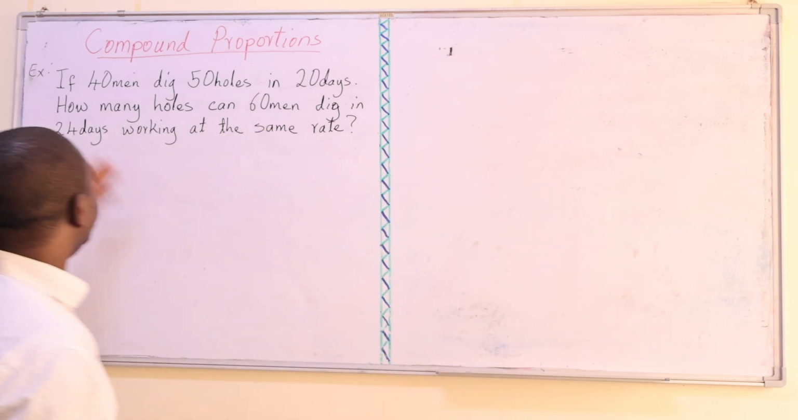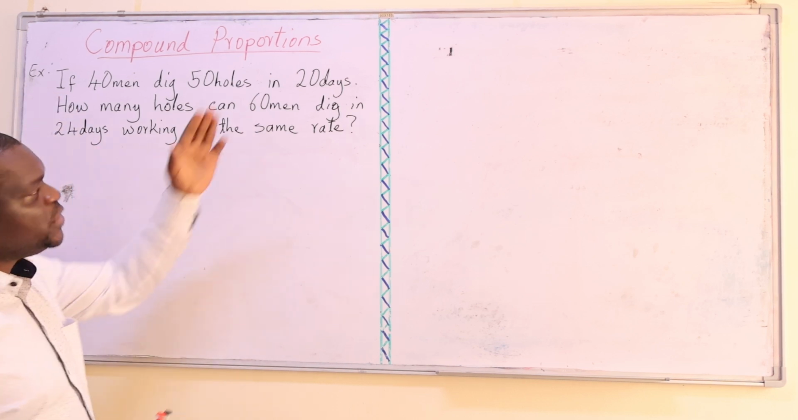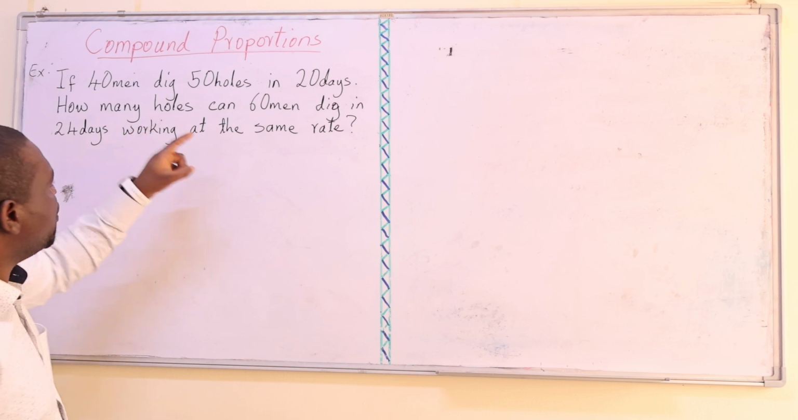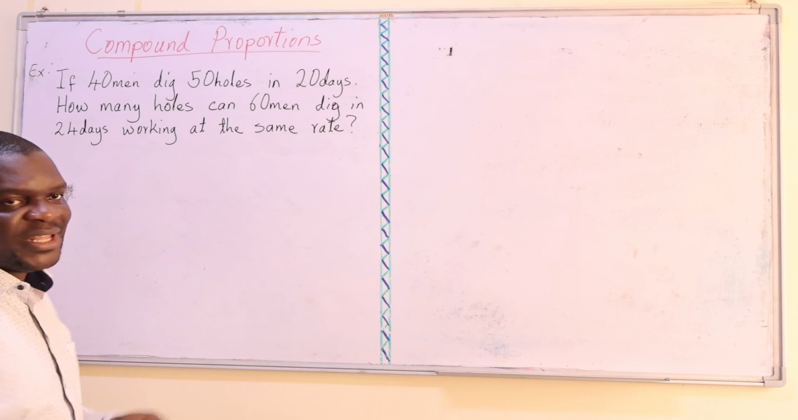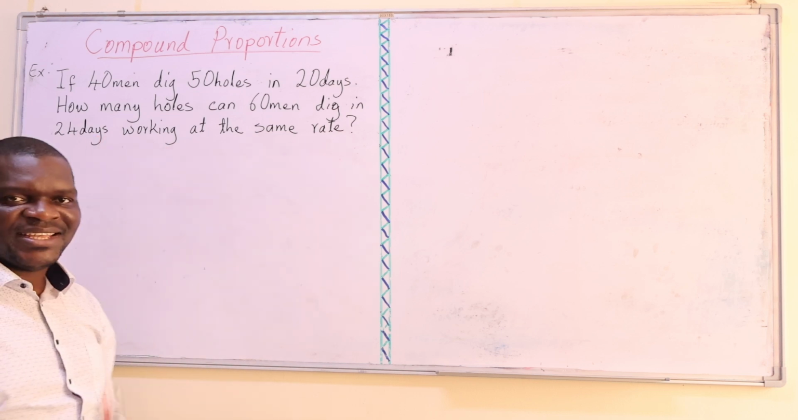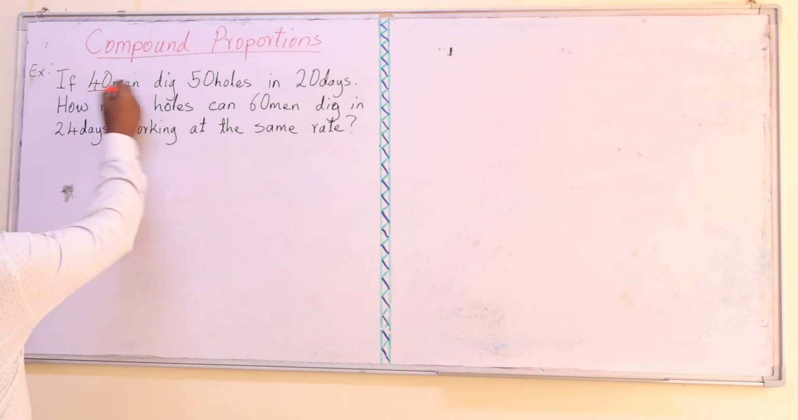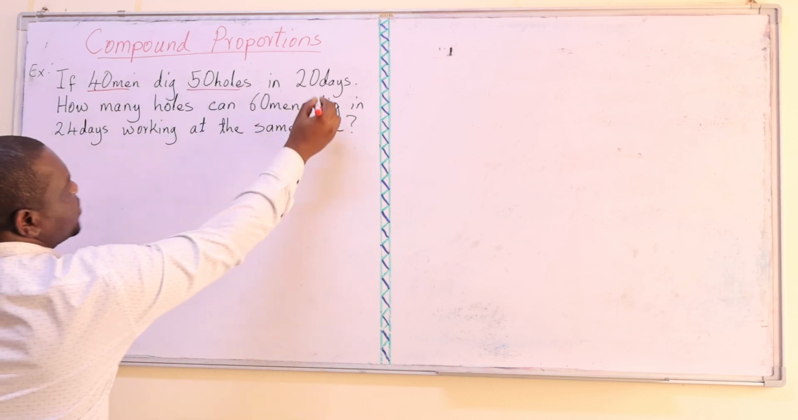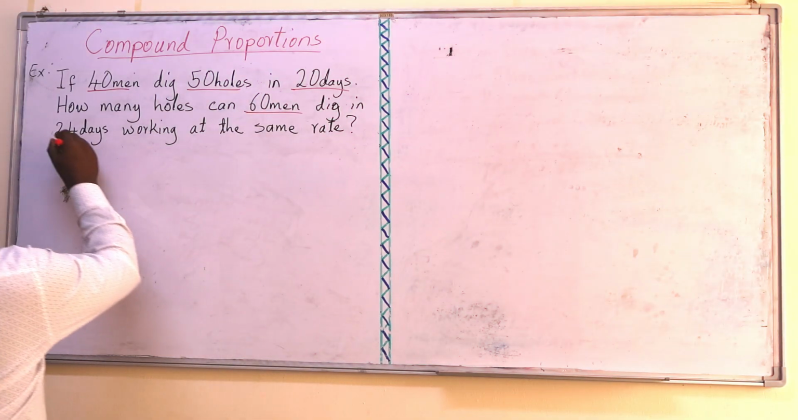It says, if 40 men can dig 50 holes in 20 days, how many holes can 60 men dig in 24 days working at the same rate? Let's take note of key things there. We are talking about men, we are talking about holes, and we have days. And also we have 60 men here and 24 days.